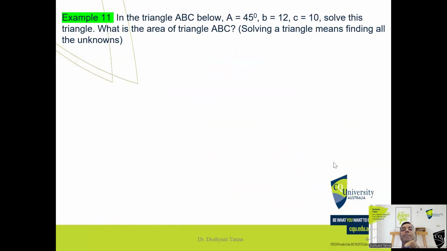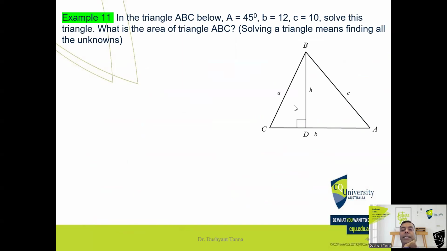In the triangle ABC below, angle A is 45, that's up here. B is 12, this side is 12. C is 10, the whole side is 10. Solve this triangle. What is the area of triangle ABC? By solving a triangle means finding all the unknowns. So please give it a go.